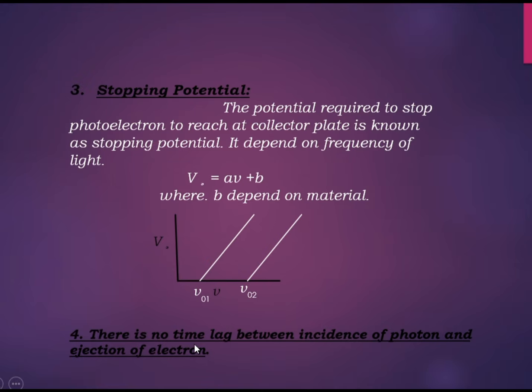Since we can see when a particle strikes another particle, their interaction or collision, the effect of their collision will occur at the same time. There is no time lag between them. So the photoelectric effect, since we got this result that there is no time lag between the incidence of photon and ejection of electron, it means this effect can only be explained by using the particle nature of light.